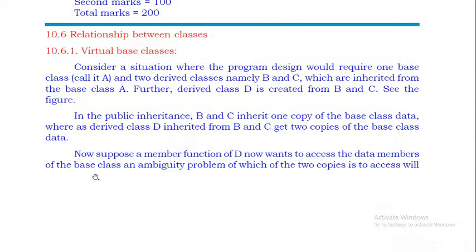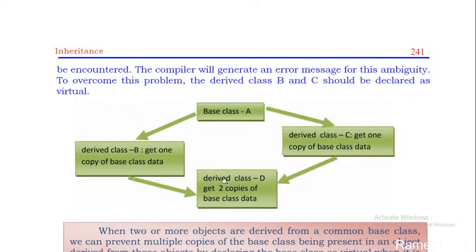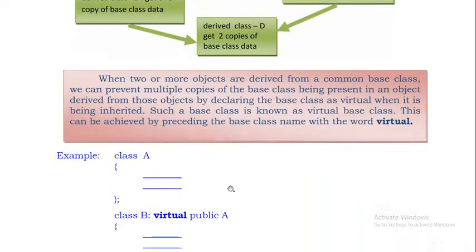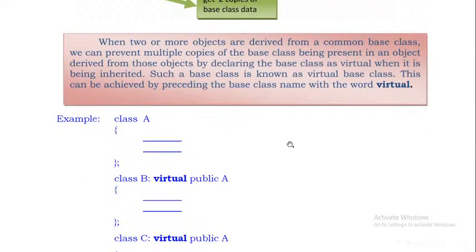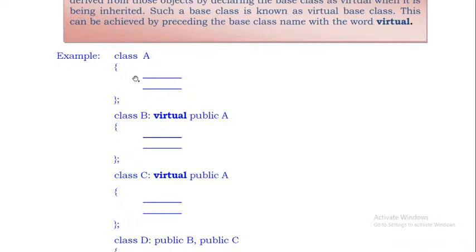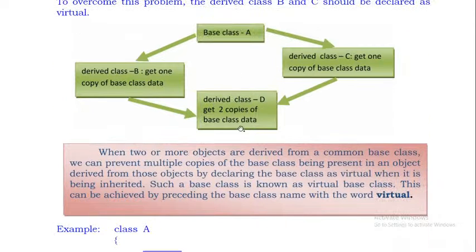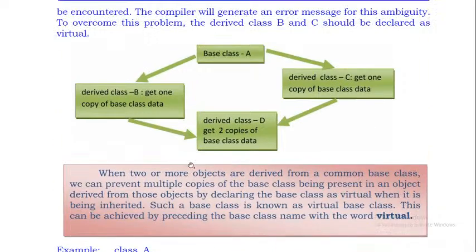So what is the problem in this? Suppose D wants to access the data members of the base class directly. An ambiguity problem will occur. In order to overcome that problem, we make derived classes B and C virtual. If we make B and C virtual, we can access base class A data very easily. This is a most important explanation, so we can write this diagram, this example, and this explanation.